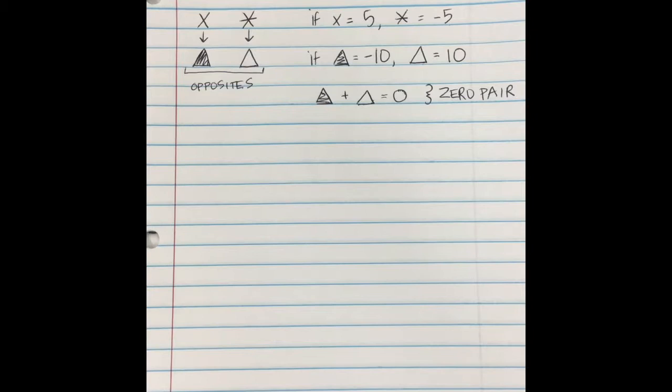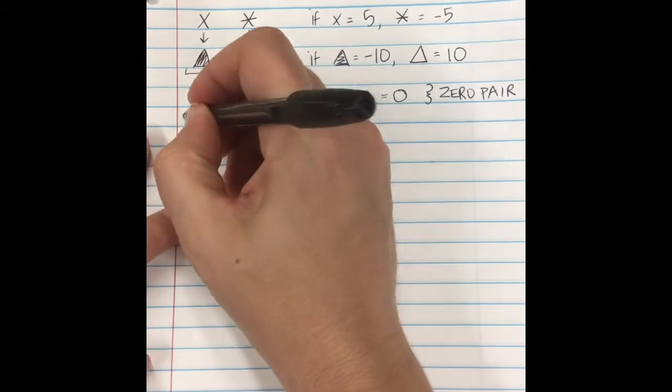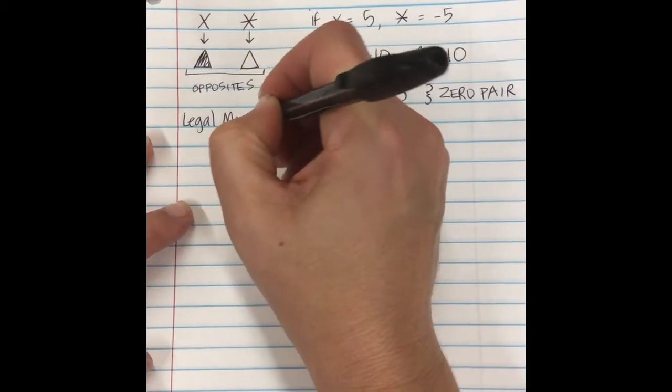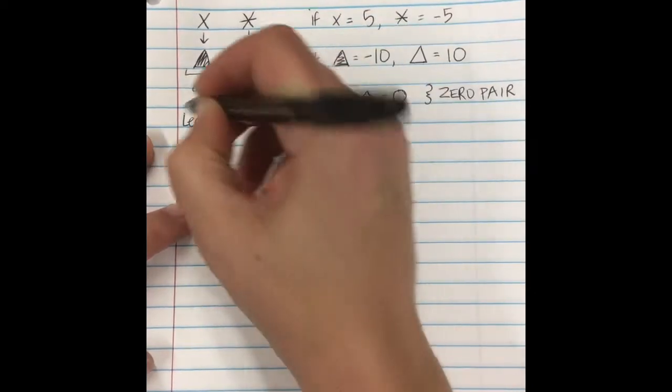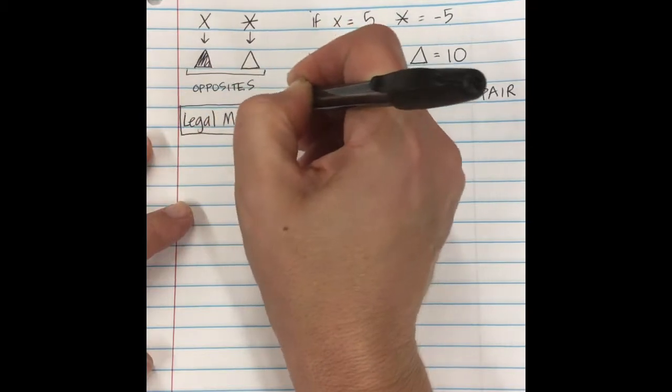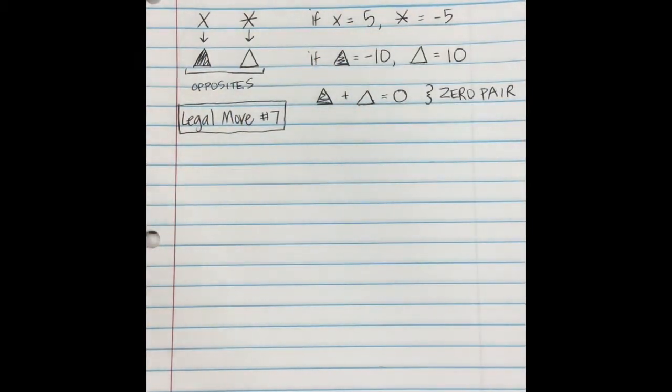You will begin to have problems that have both x's and stars in them, and you will still be looking for the value of x, or what x equals. A new strategy, so this would be legal move number 7 from yesterday. A new strategy is using 0 pairs to help us get closer to an answer. Make sure you have these notes down, and let's do an example.